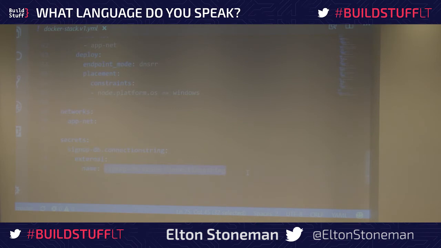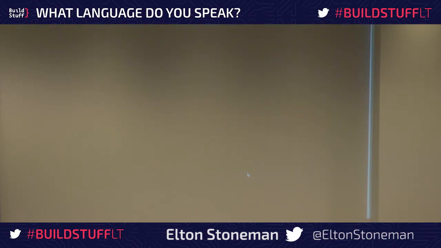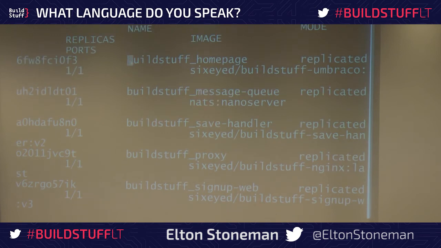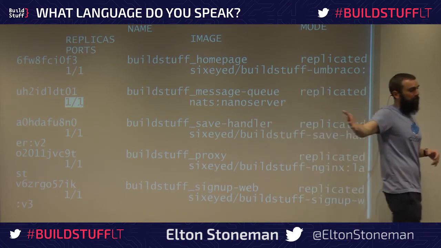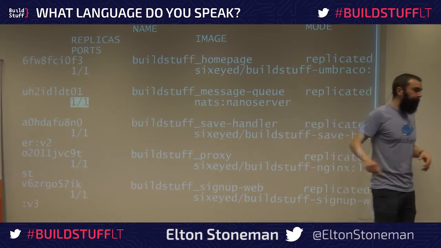Okay, so it's deployed all that stuff. If I go and have a look at the services, docker stack services, build stuff, it's telling me that all these things are here. There's the home page, message queue, save handler, proxy, web, and they're defined without a specific number of replicas. So the default is 1. So there's 1 container serving each of those. As it happens, they'll all be on my Windows node because they're all Windows containers.